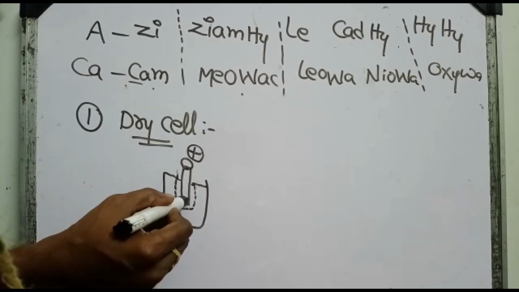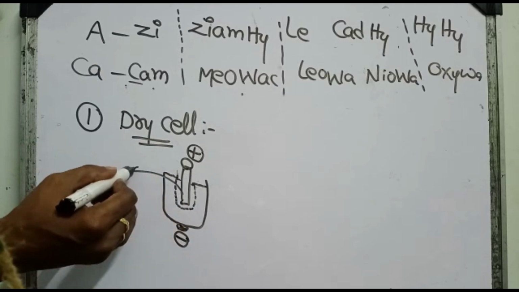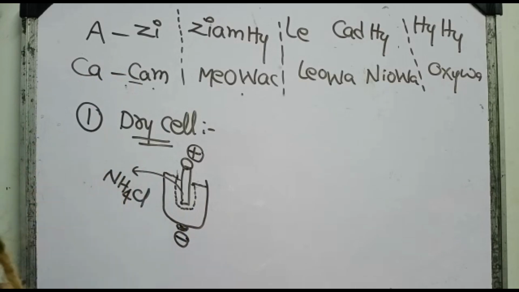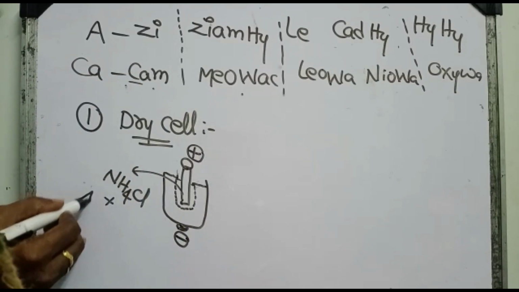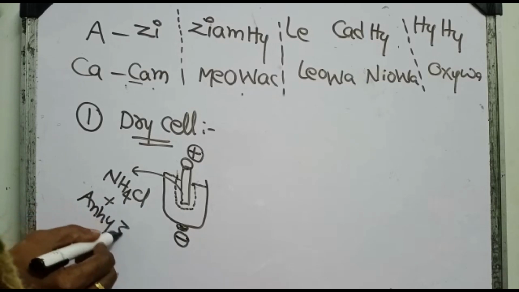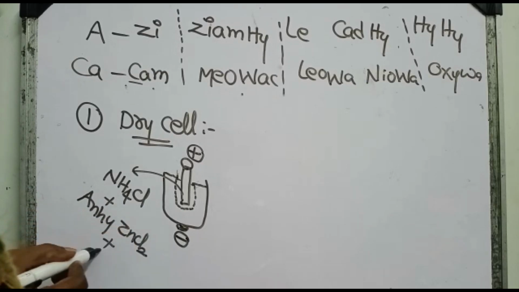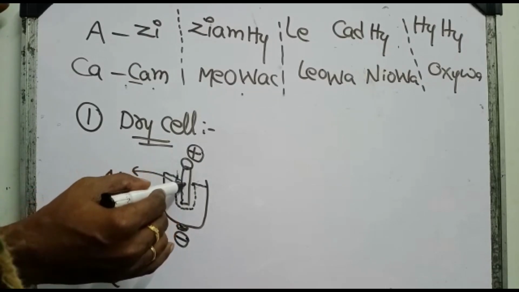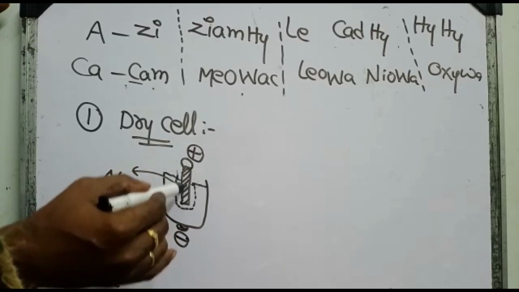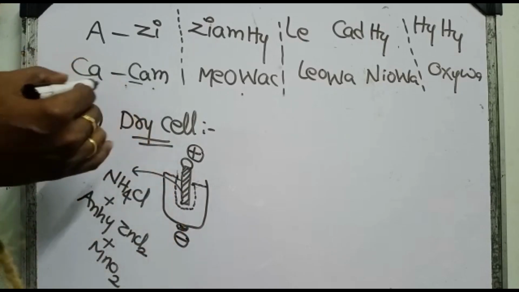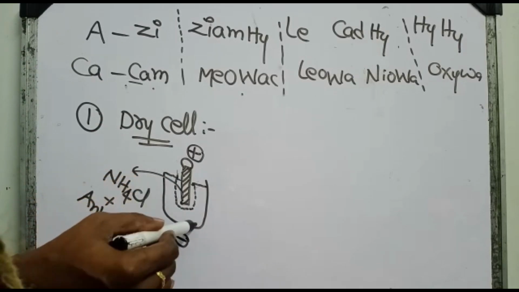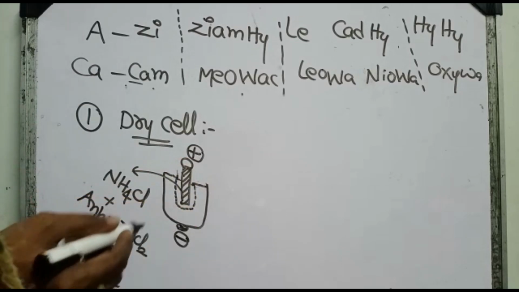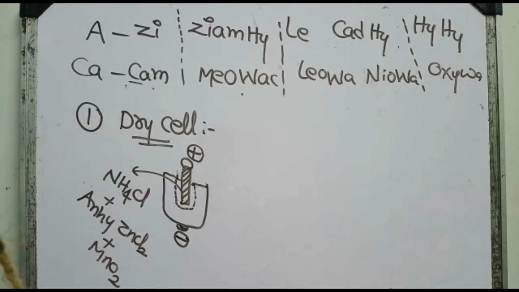Next, the carbon rod is surrounded with ammonium chloride. Ammonium chloride plus a little amount of anhydrous zinc chloride and MnO2 are added. This mixture surrounds the carbon rod, which acts as the cathode here. This is covered in a zinc tank. This is the normal use-and-throw battery, which you also call the dry cell.